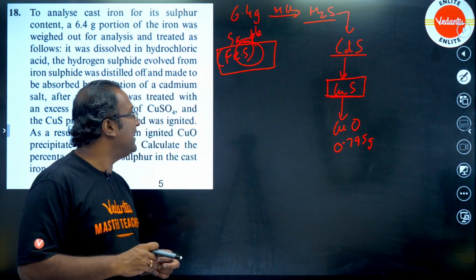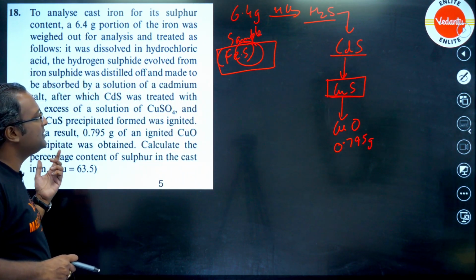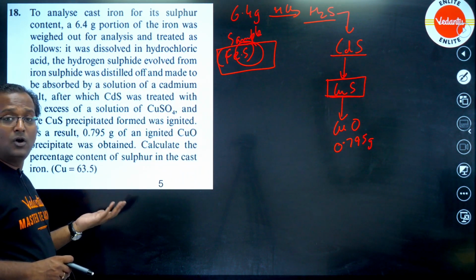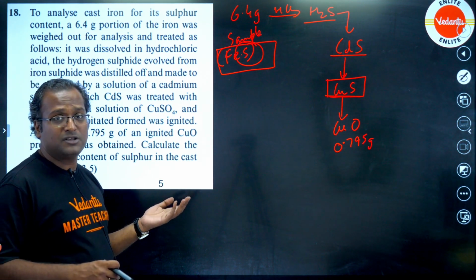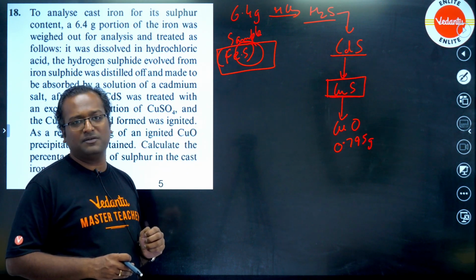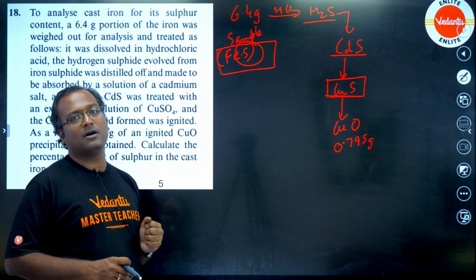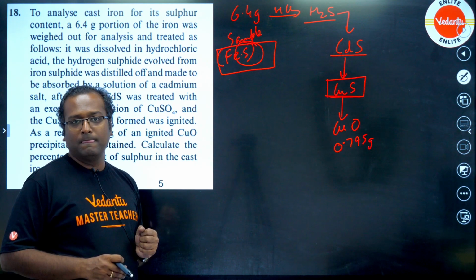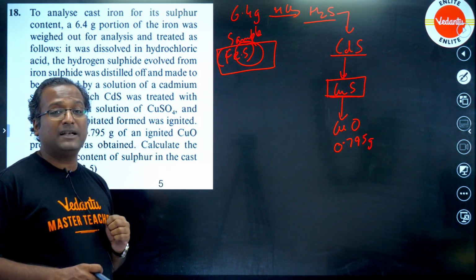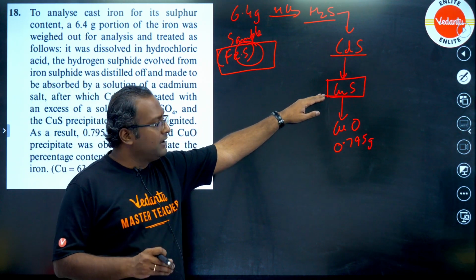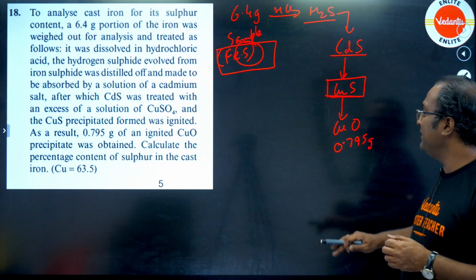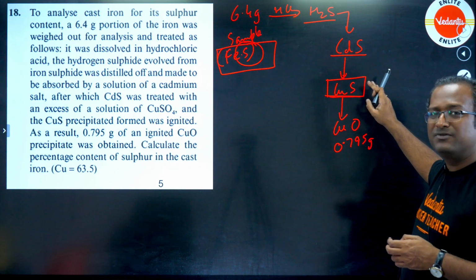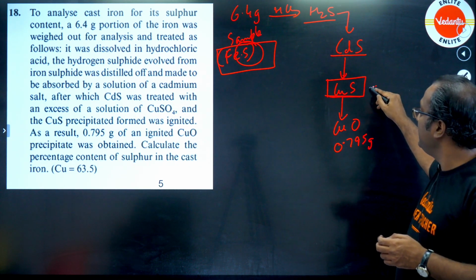Does the question say that every step is 100% efficient? No, but it does not say that it is not either. So let's assume every step is 100% efficient and take the question ahead accordingly. My target is to find the moles of CuS, that is, the moles of sulfur at this point.